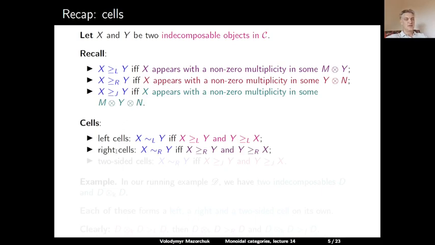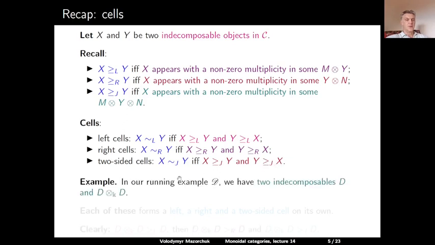Similarly, right equivalence classes are right cells. X and Y are right equivalent if and only if each of them is right greater than or equal to the other element. And we also have two-sided cells. X is two-sided equivalent to Y if and only if X is two-sided greater than or equal to Y, and Y is two-sided greater than or equal to X.